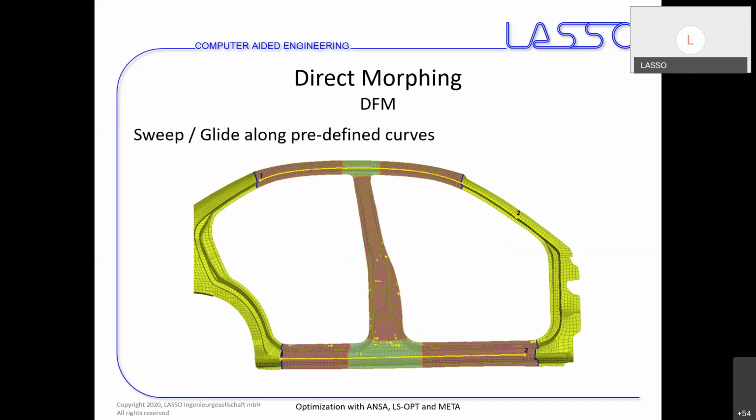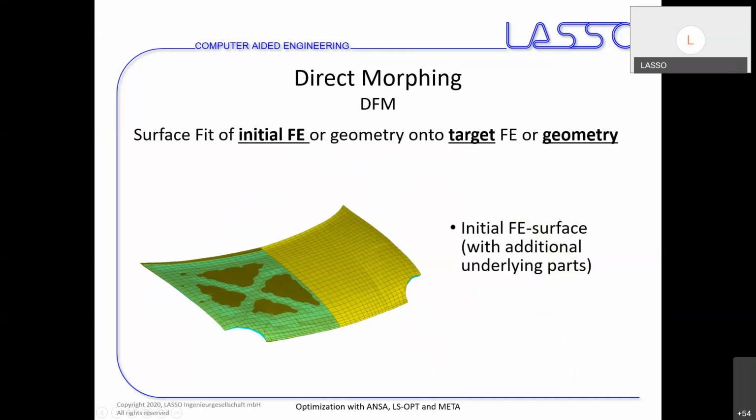Here is a similar example to what we have seen before with the box morphing. This can also be achieved by direct morphing, sliding on specific predefined curves, without the need to create boxes.